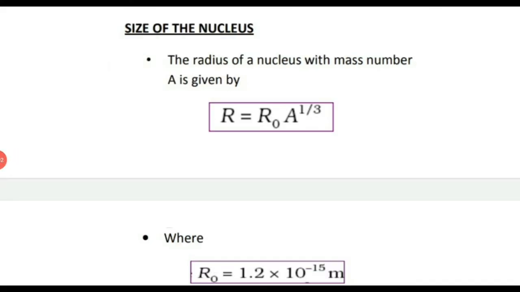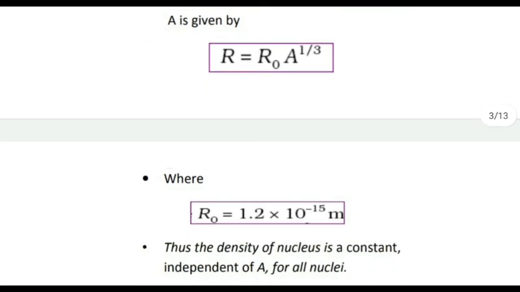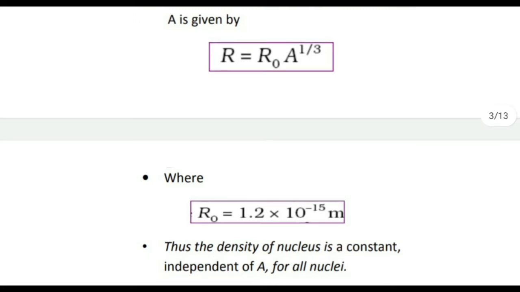Now we have the size of the nucleus. The size of the nucleus is expressed in terms of its radius. Radius of a nucleus is related to its mass number as per the relation R equals R0 A raised to 1 by 3, where R is the radius of an element whose mass number is A, and R0 is a constant and its value is 1.2 into 10 raised to minus 15 meter. So radius is related to mass number.